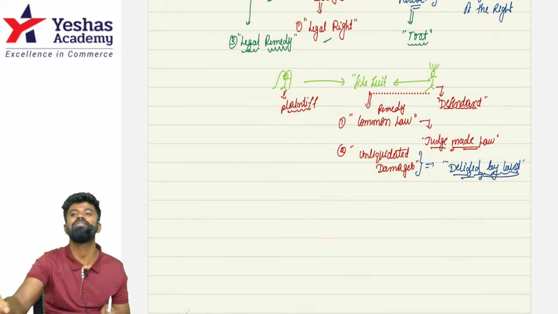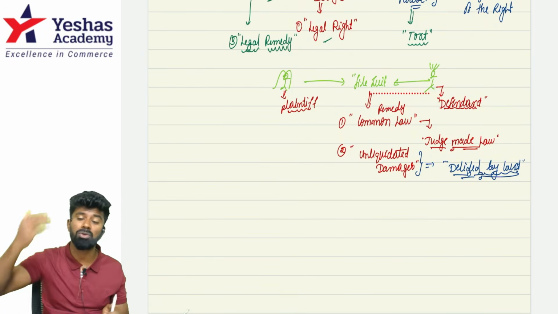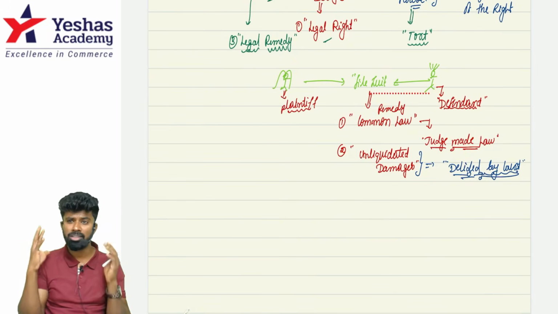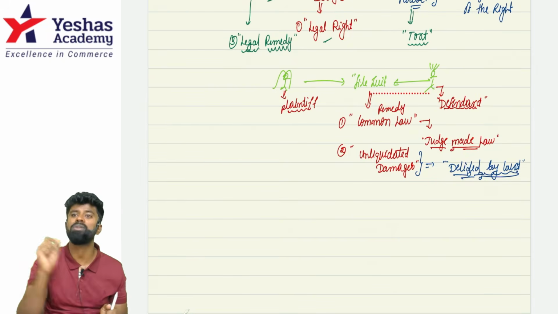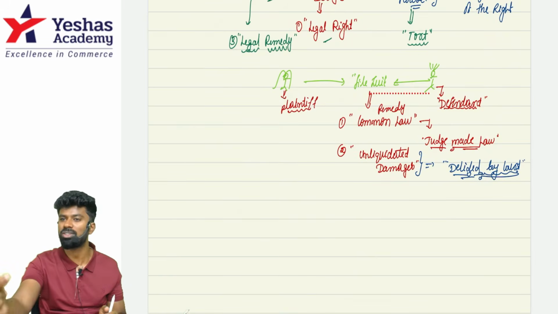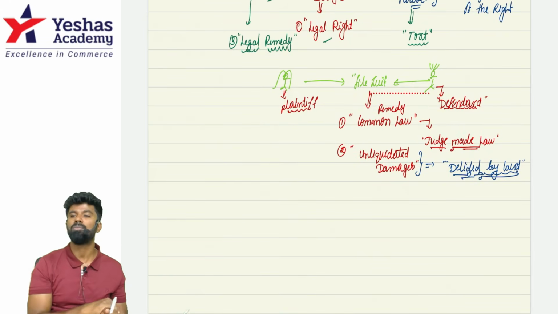You would not have suffered any of the losses. But still, because you have gone through mental agony or some suffering, the court can give compensation, even though there is no financial loss. Still the court can give compensation. That is the unique feature of tort.